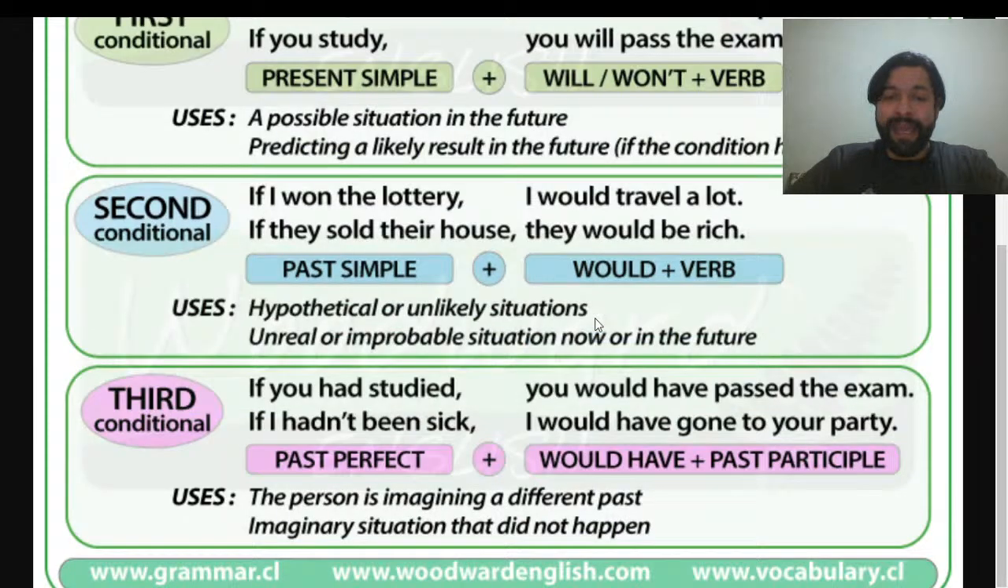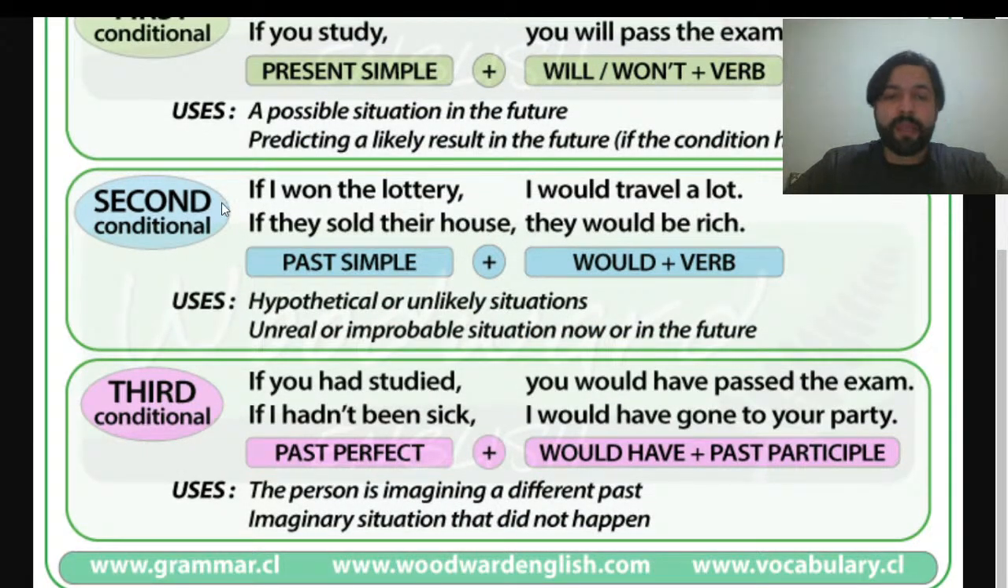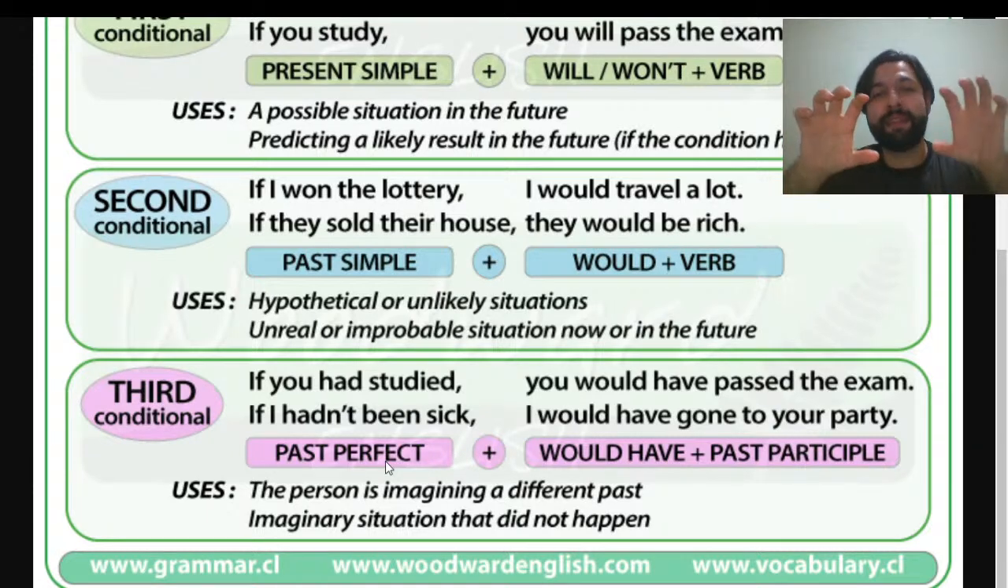And the third conditional, we use the structure that will always be formed by the past perfect. So the past perfect is had plus the third form of the verb.